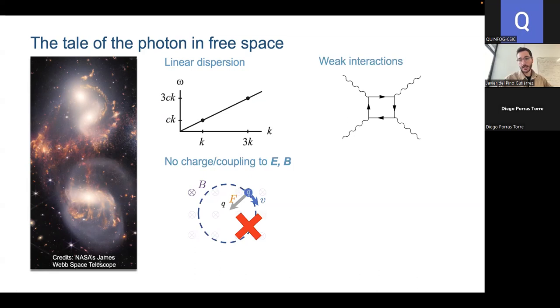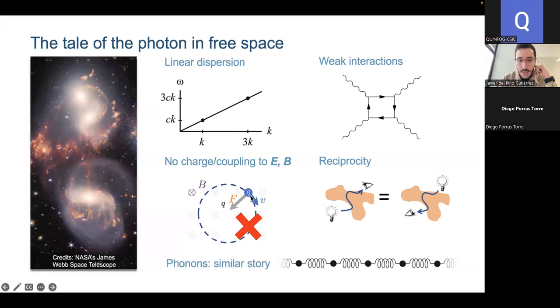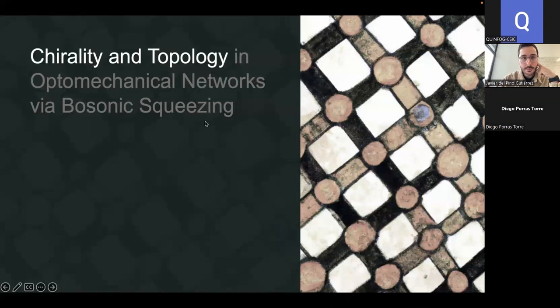So this leads to the common property of reciprocity, which means that if we take a source and an observer and we exchange them, we effectively get the same outcome, the same amplitude, for instance, of energy transport. Now, with phonons instead of photons, at a very naive level, the story repeats. Phonons also have a linear dispersion relation and basically obey the same principles and have the same limitations. So now this brings me to chirality and topology and what this means in this context.